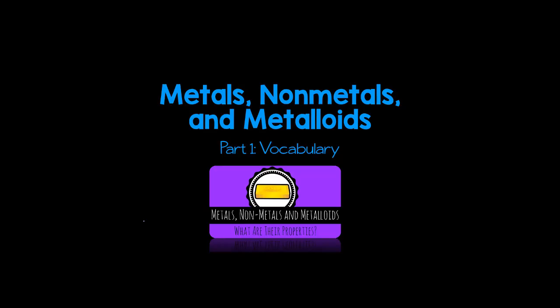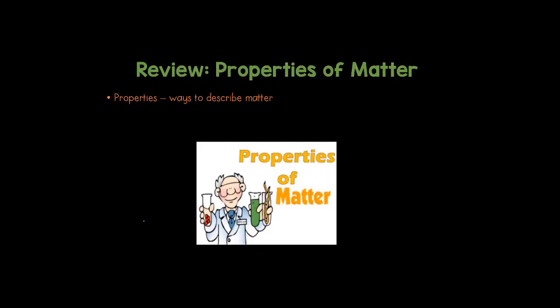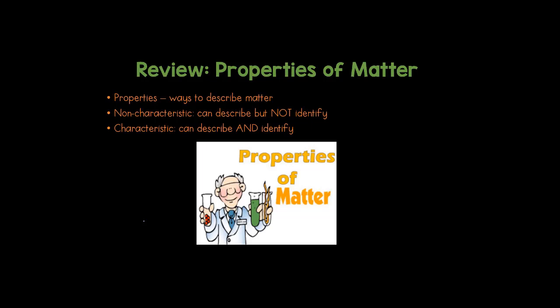In the next two videos, we're going to be looking at the properties of metals, nonmetals, and metalloids. Remember, we've already learned that properties are ways to describe or classify matter, and that non-characteristic properties describe matter, but they can't identify what the matter is. Characteristic properties also describe matter, but they are able to identify what type of matter that you have.